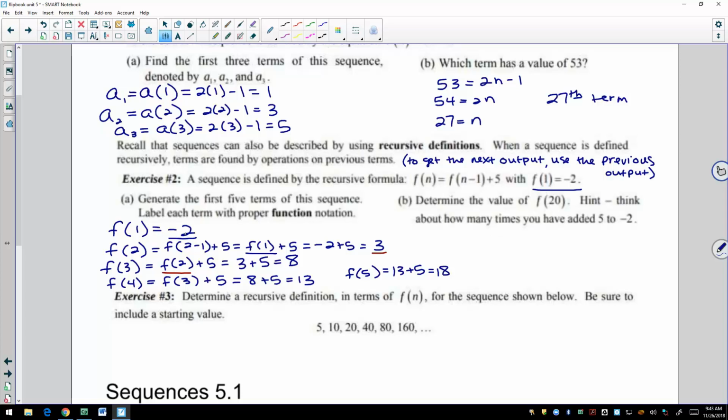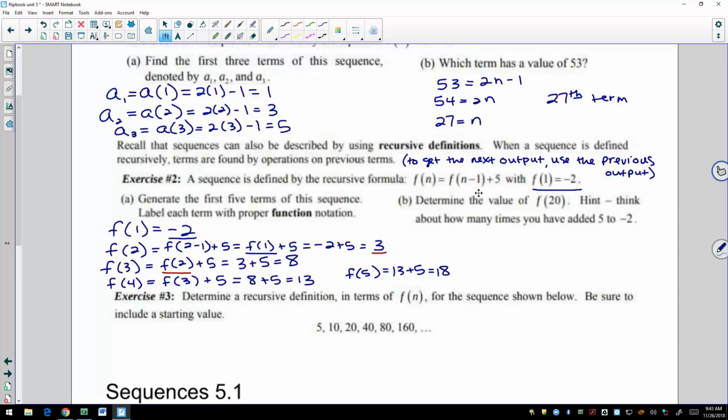If you look back at what we did, to find f of 2, you will notice that from our starting output of -2, we added on one 5. To find f of 3, we took our starting number, which was -2, and we added on two 5s. Two 5s would be 10. 10 minus 2 is 8. F of 4, we added on three 5s. Three 5s is 15, plus our starting output of -2 gives me 13.